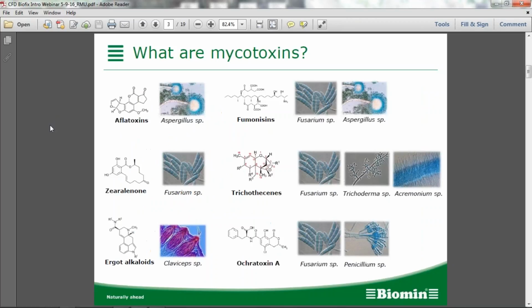When we talk about mycotoxins and the molds that produce them, we've classified them as field fungi or storage fungi. And their names are pretty descriptive, but the field fungi would be those that are growing in the field and producing toxins prior to harvest, whereas the storage fungi are molds that would be growing and producing toxins after harvest.